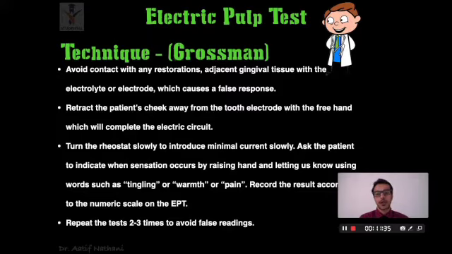Ask the patient to indicate when the sensation occurs by raising the hand and not by shouting or trying to talk and letting us know using words such as tingling or warmth or pain. Record this result according to the numeric scale on the EPT, and repeat this test at least 2 to 3 times so that you can eliminate false readings.